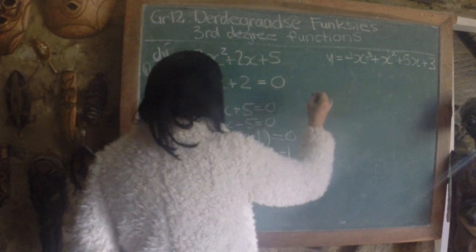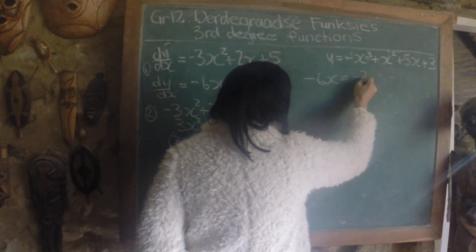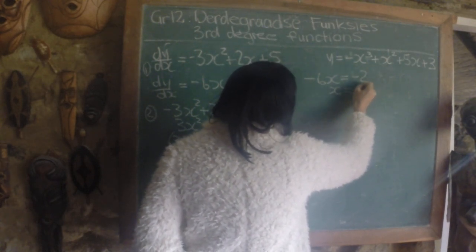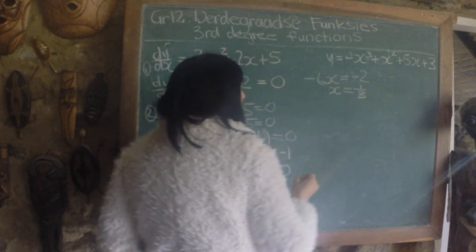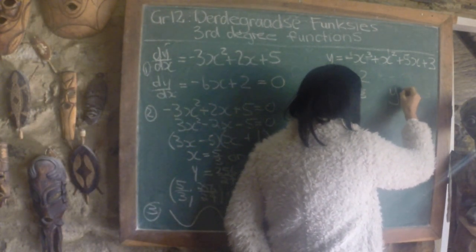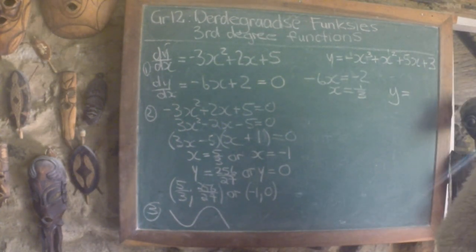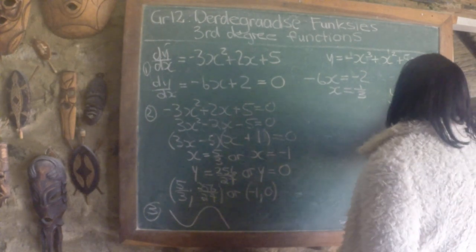If you do that, you've got minus 6x equals minus 2, and that gives you a third. If you substitute a third into the original formula, that one, you'll get your y value to be 128 on 27.